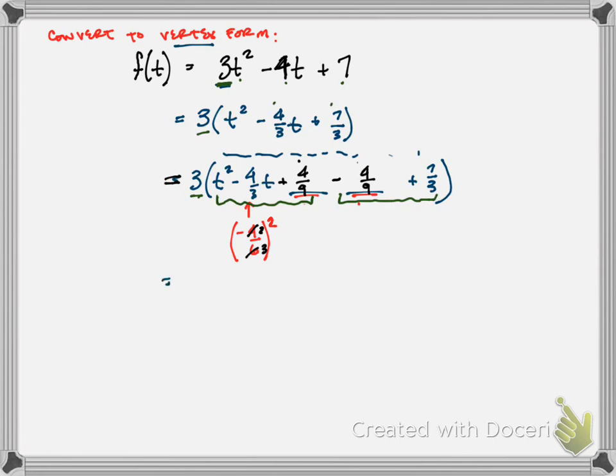When we clean this up, we end up with 3 times, I'm going to add a parenthesis, t, it's always going to be minus half of b, so t minus 2/3 quantity squared. And then I need to combine negative 4/9 and 7/3.